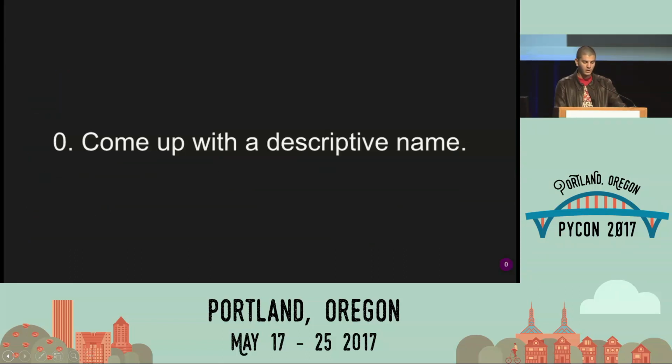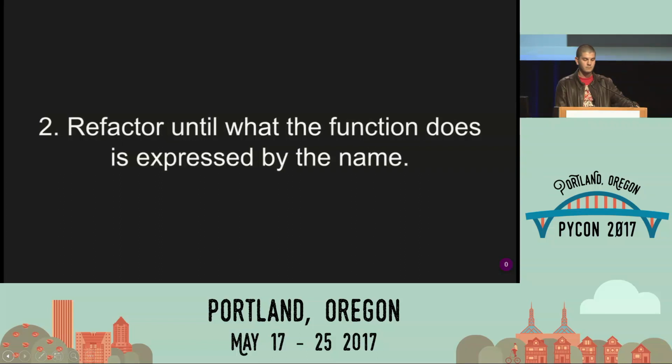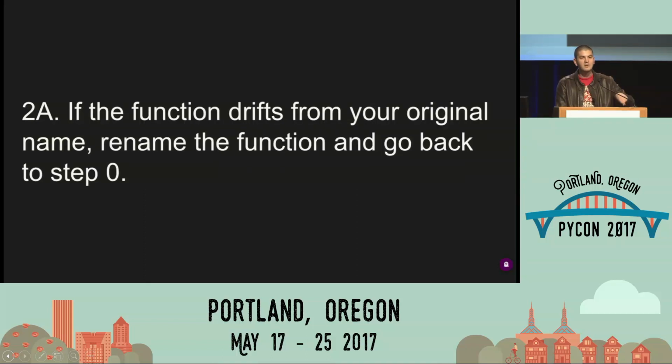How to compose one? You come up with a descriptive name, you ask yourself, what does this function do right now? And then you refactor until what the function does is expressed exactly by the name. That is, unless the purpose of the function changes and you need to rename the function and start over.